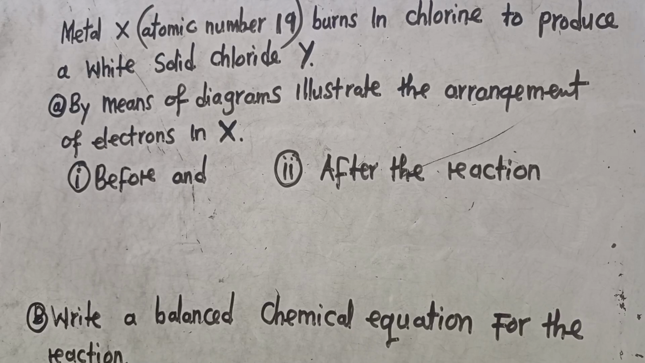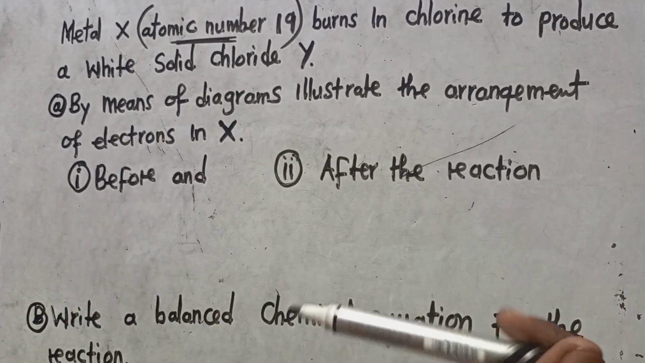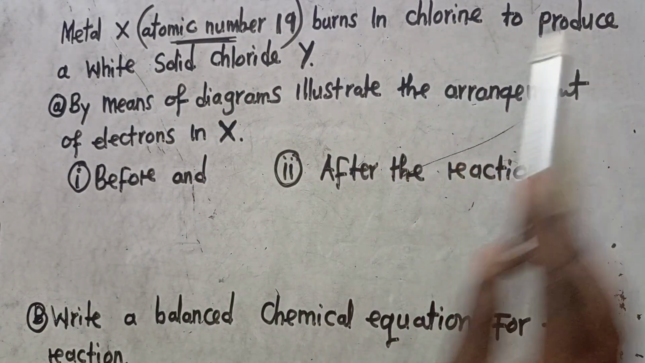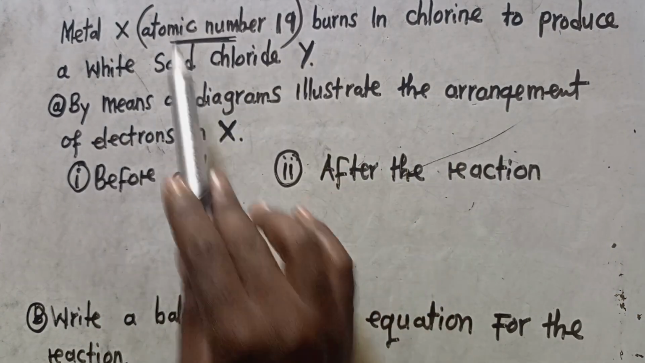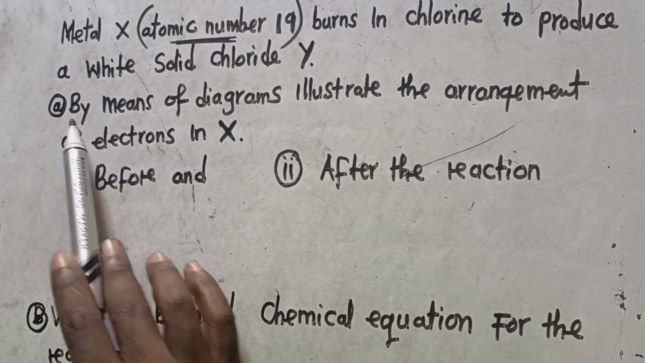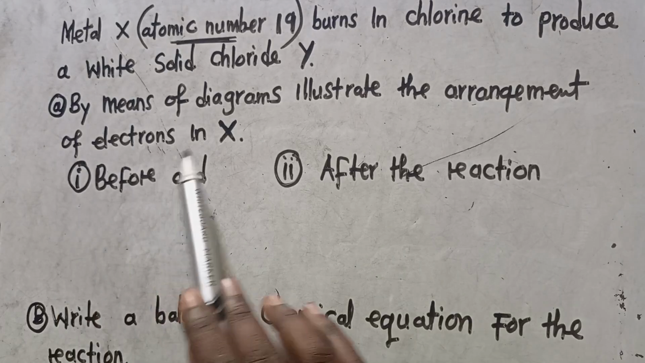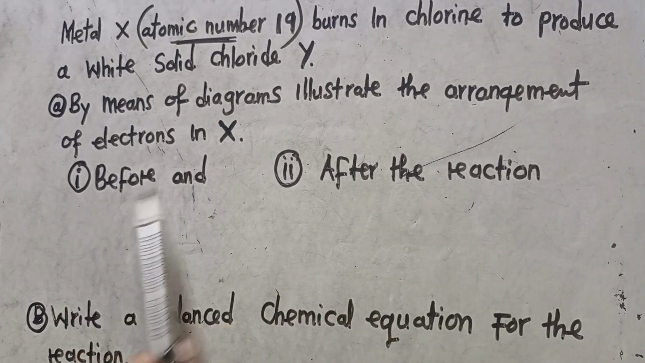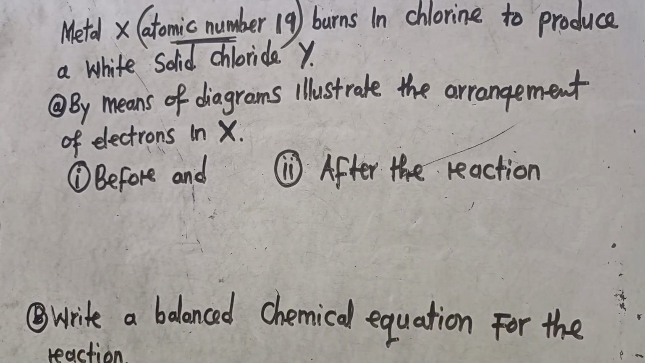So part 1, this is a question that we have been given here. Metal X has the atomic number 19, and bonds with chlorine to produce a white solid chloride, which is Y. The question is saying, by means of diagrams, illustrate the arrangement of electrons in X. The first part is before the reaction, the second one is after the reaction. How can we answer this particular question?